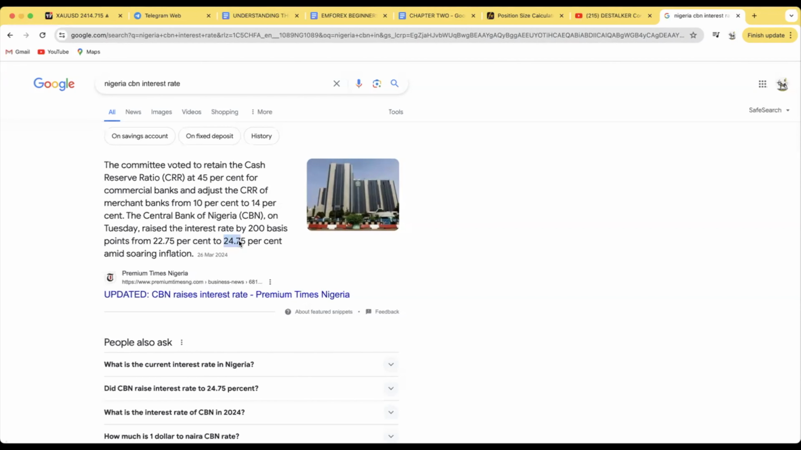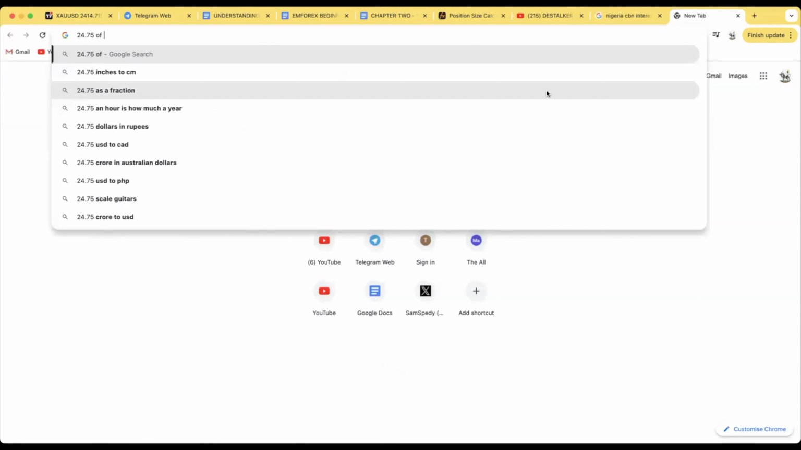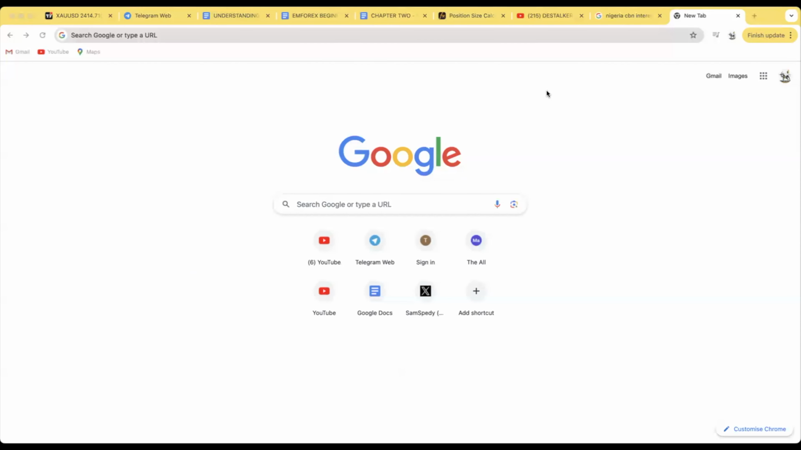What this simply means is that if you are investing 1 million naira, 24.75% of 1 million naira, how many zeros are these? 3, 6. Please just calculate it out for me.